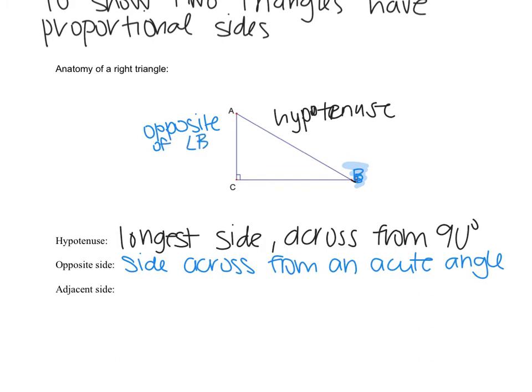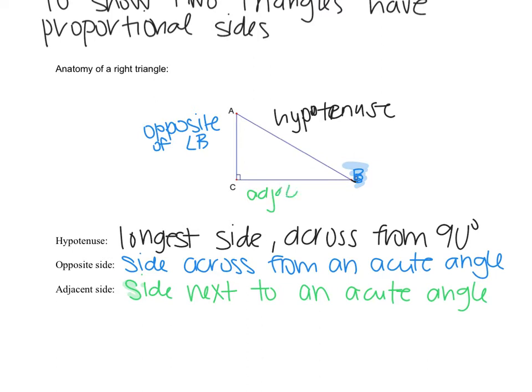Okay. We then have the adjacent side. And the adjacent side is the side next to an acute angle. So in our picture, side BC would be our adjacent side of angle B. Now, if we look at a different angle, we have different opposite and adjacent sides.